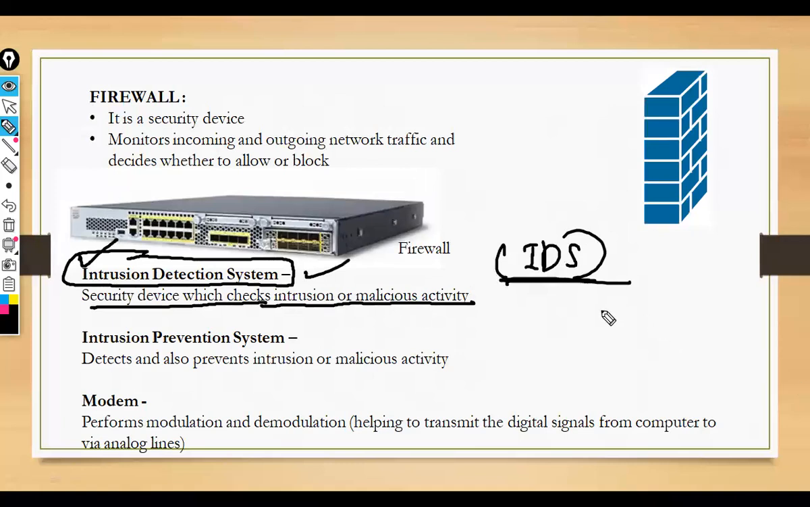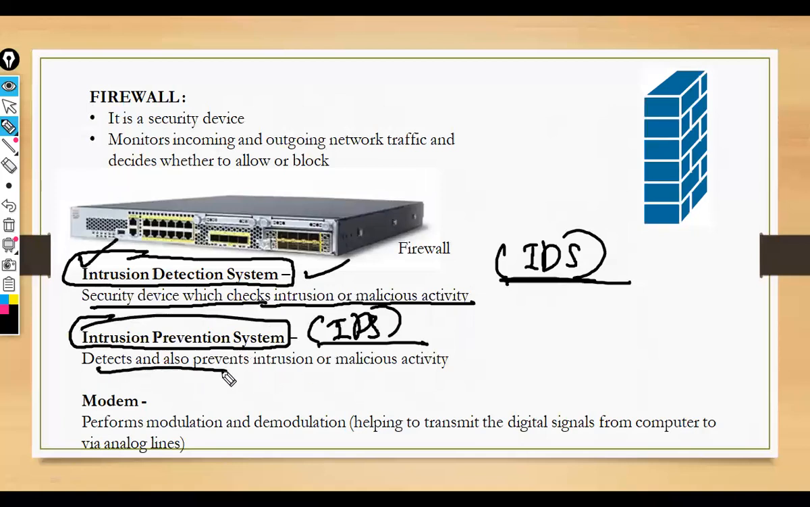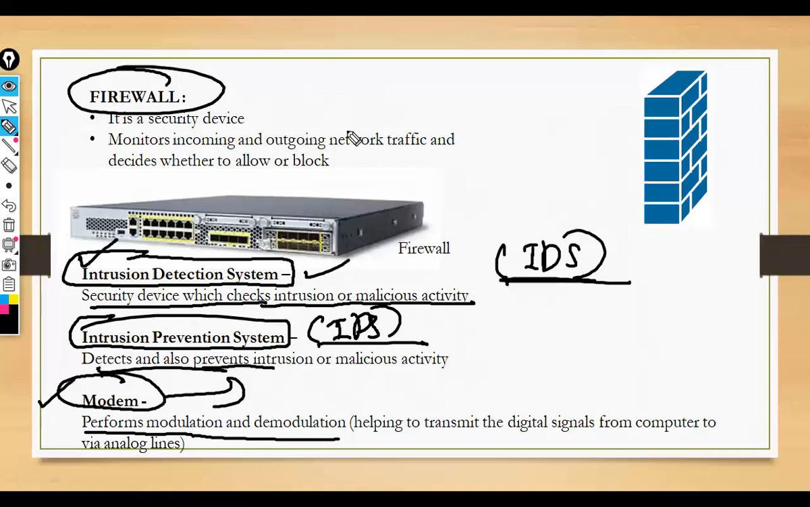Now you have another device called intrusion prevention system, or IPS. It will detect and will also prevent the intrusion. And another device, modem. It is familiar to you, right? So a modem performs modulation and demodulation. So that is the modem. These are the network devices.